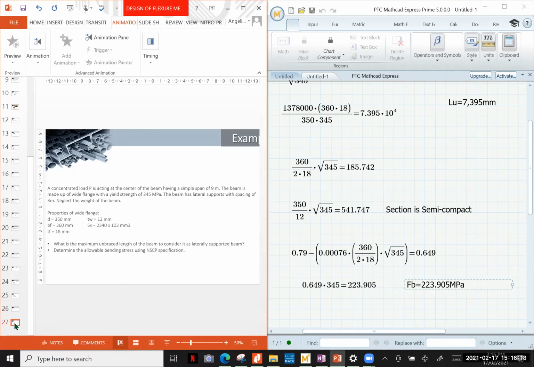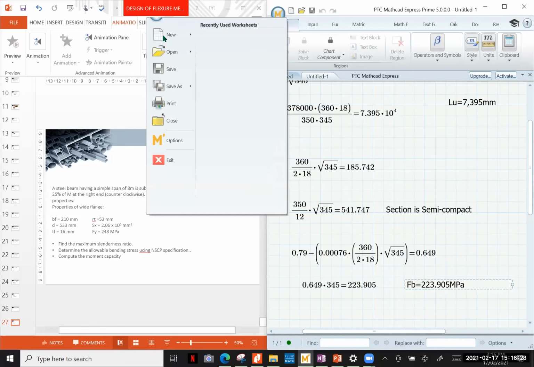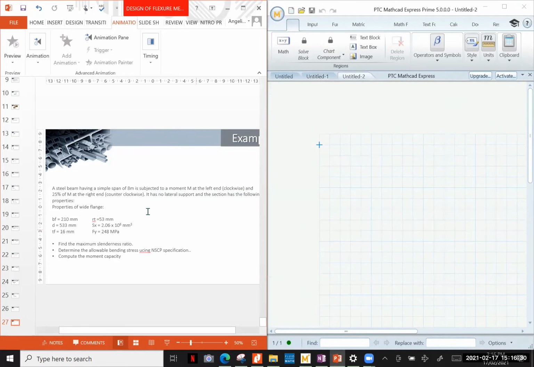Sige. Problem number 2. Buka ulit tayo ng another. Problem number 2. A simple beam having a simple span of 8 meters is subjected to a moment M at the left end, counterclockwise, and 25% of M at the right end counterclockwise. Clockwise saka counterclockwise. Tapos, it has no lateral support, and the section has the following properties.